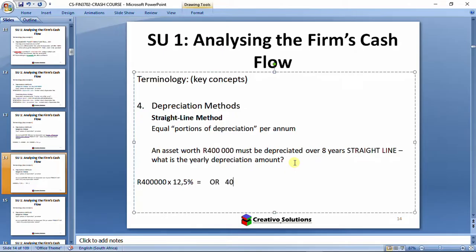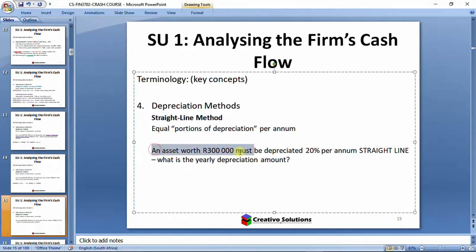Again, you can times by 12.5%, or divide by 5. Not 5, sorry, 8. 400,000 divided by 8 is 50,000. So 50,000 rand depreciation every single year. 1 over 8 is the same as 12.5%. Is that right? Let's just double check that. 1 divided by 8, yeah, is 12.5%. That's fine.